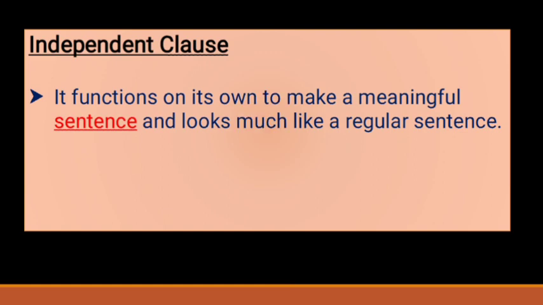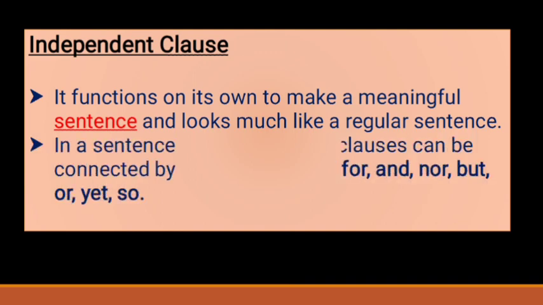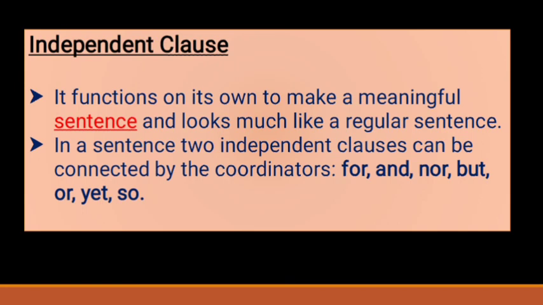When we say independent clause, it functions on its own to make a meaningful sentence and looks much like a regular sentence. In a sentence, two independent clauses can be connected by the coordinators for, and, nor, but, or, yet, and so. To memorize these coordinators, let us take the acronym FANBOYS. It stands for, and, nor, but, or, yet, and so.